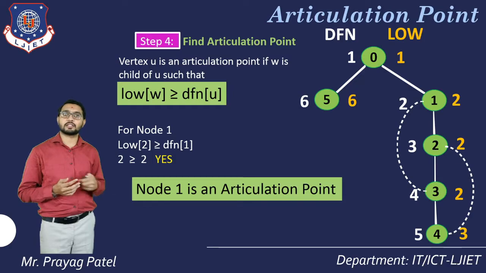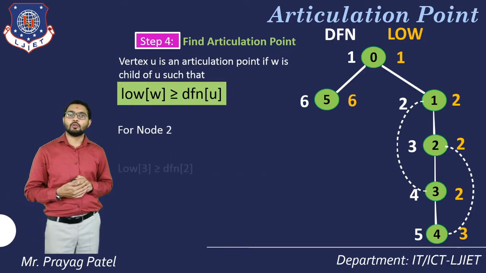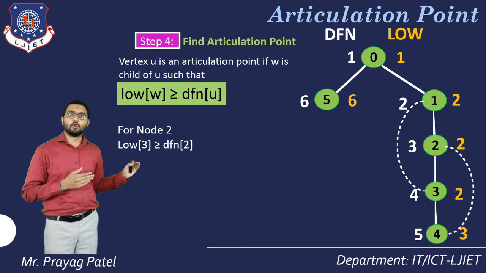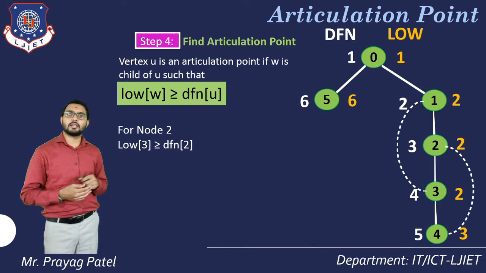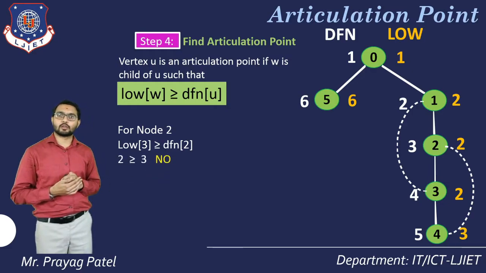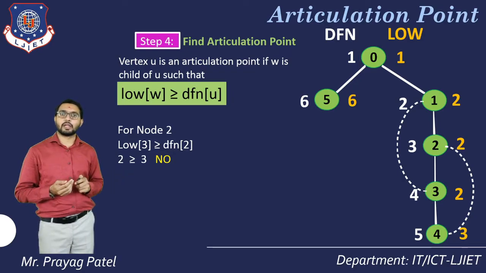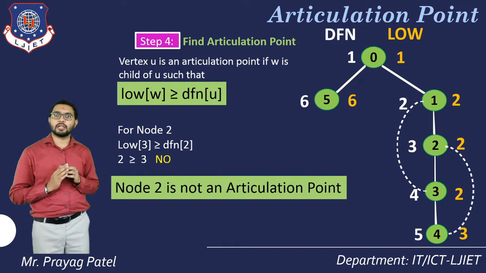Now check the next node, node number 2. The child of node number 2 is node number 3. So low of 3 greater than or equal to DFN of 2. Low of 3 is 2, so is 2 greater than or equal to 3? The condition is not satisfied. So node number 2 is not an articulation point.